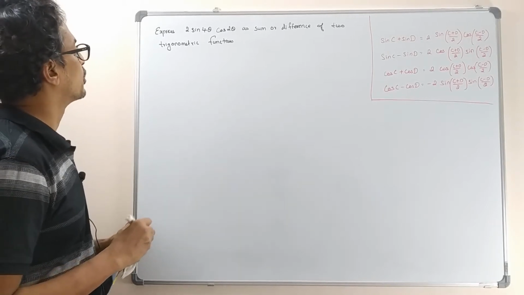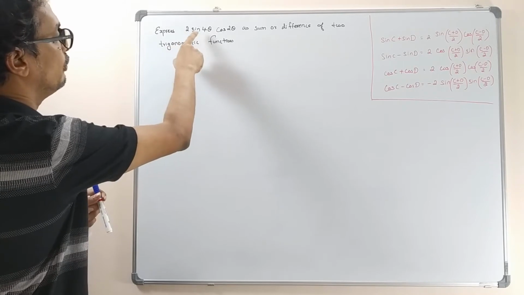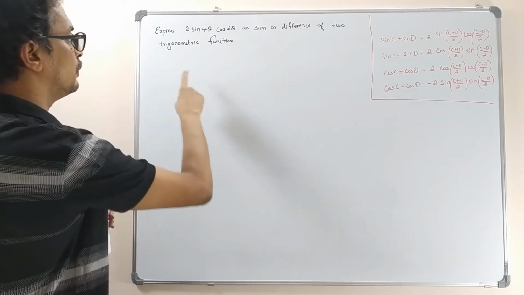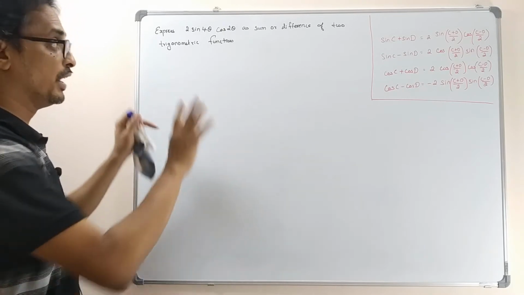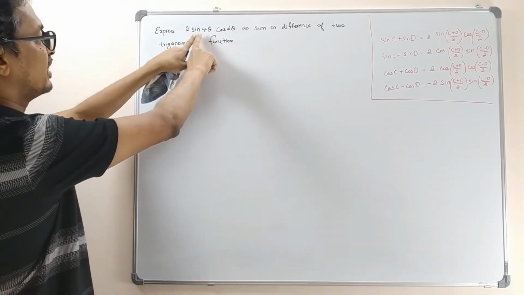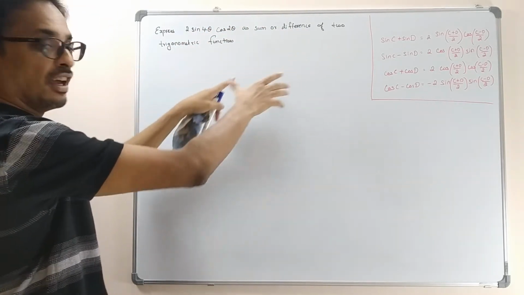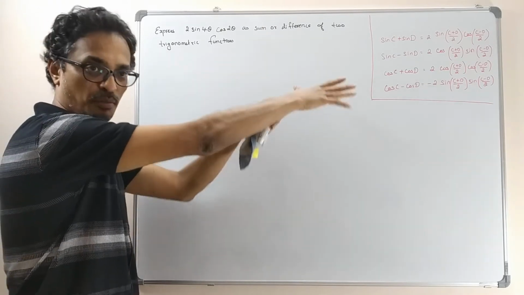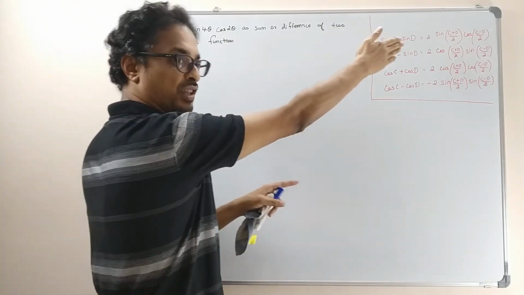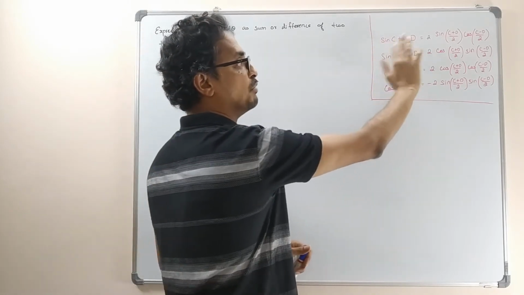So we will do this problem. Express 2 sin 4θ cos 2θ as a sum or difference of two trigonometric functions. When you have such a problem, it is clear because you want to write a product in terms of a sum. If they ask you to write a sum in terms of a product or a product in terms of a sum, we know immediately that we have to use the factorization formula, because the factorization formula connects sums and products.